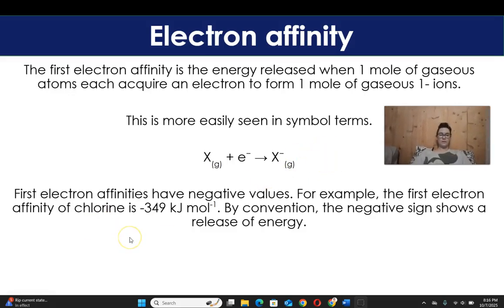First electron affinities have negative values, and by convention the negative sign is there because it is showing a release of energy. Whenever an electron is added to an atom that wants an electron, such as fluorine to fluoride, for example, it is more stable that way. So if it's more stable, it is going to release that extra energy, and therefore the electron affinity is going to be represented by a negative number.